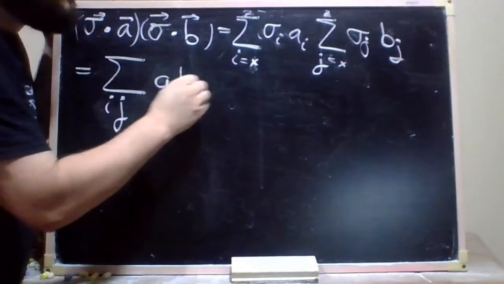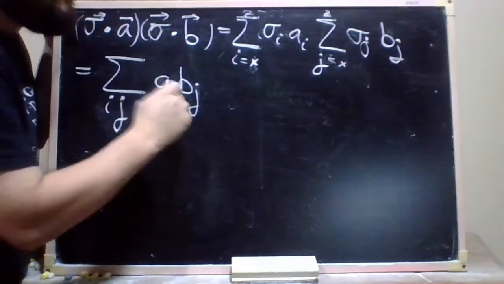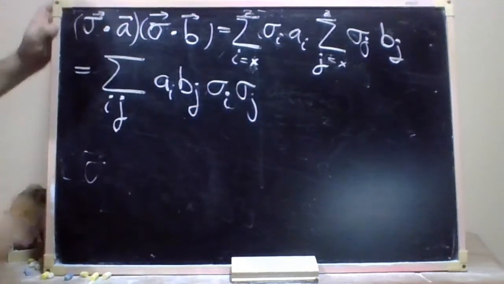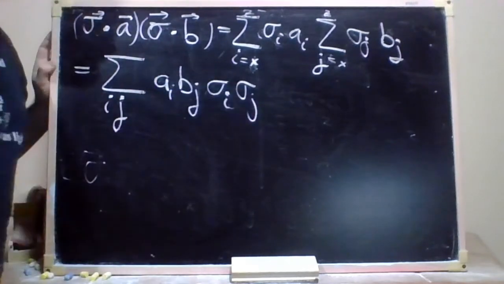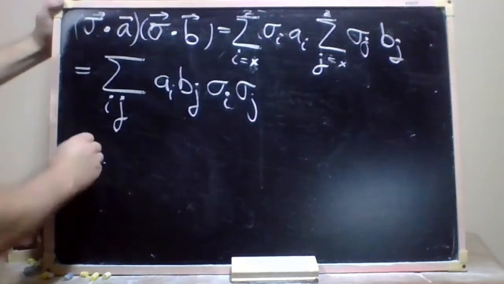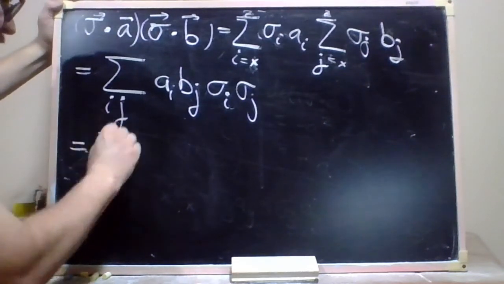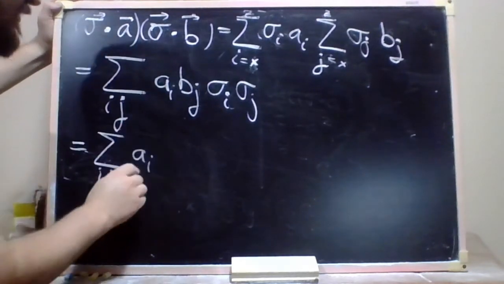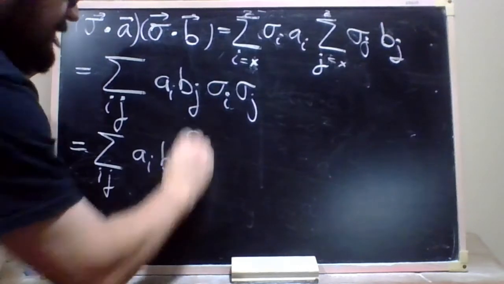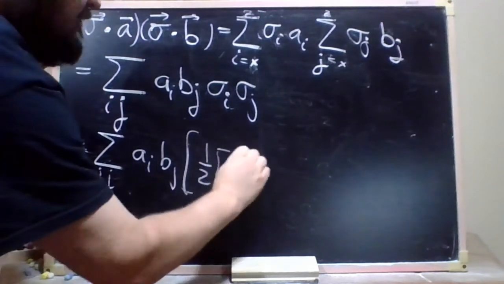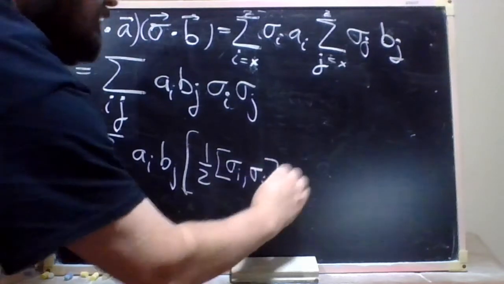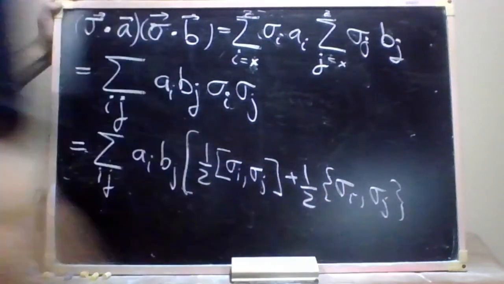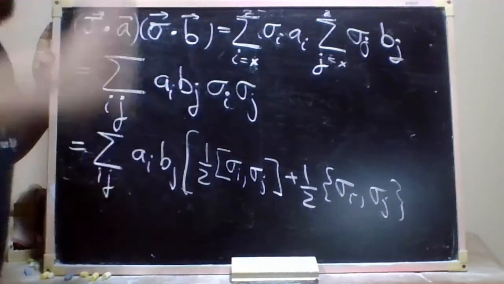The components of the vectors are just numbers, so I can put them in front of everything, and I'll have this thing here, sigma i, sigma j. All right? And that I can represent this way: sigma i sigma j times a subindex i, b subindex j, is equal to 1/2 of the commutator plus 1/2 of the anti-commutator of these two matrices. It must be summed over, all right?